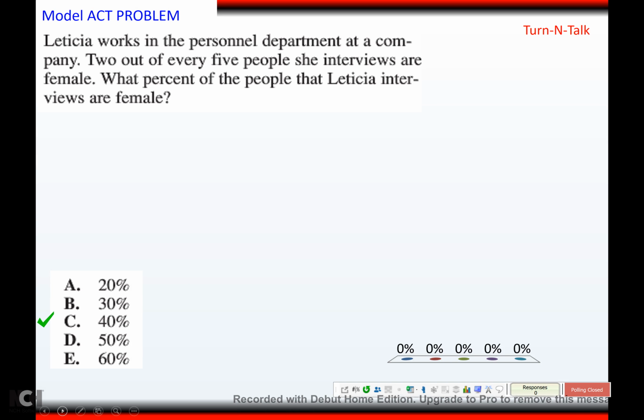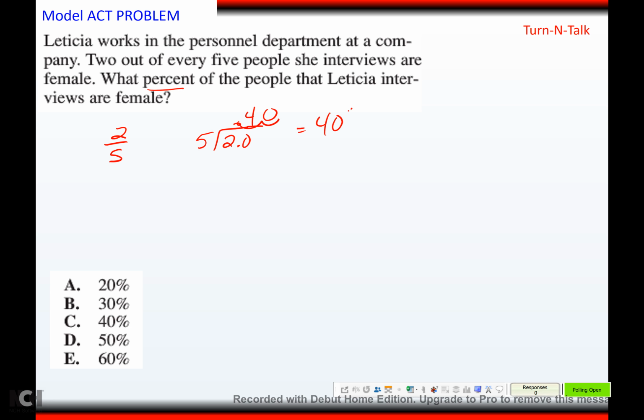Letitia works in the personnel department at a company. 2 out of every 5 people she interviews are female. What percent of the people that Letitia interviews are female? So they gave me 2/5. I have to turn that into a percentage. So 5 goes into 2 0.4 times, move it over twice, is 40%.